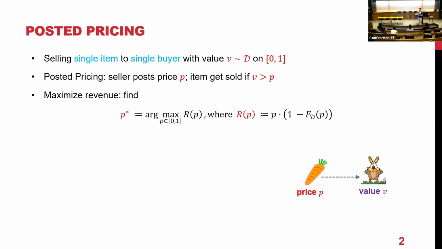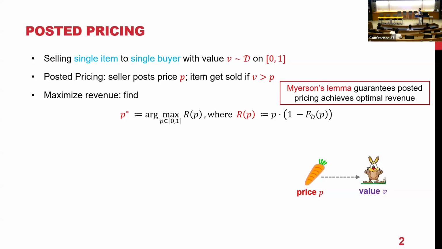The strategy for the seller is quite simple. She just wants to post a price P, and the item gets sold if the value V is greater than P. Otherwise, the item remains unsold. The goal of the seller is to maximize the revenue. So basically, she wants to find the price P star that maximizes the function R of P, where R of P is defined to be P times 1 minus F of P, where P is the price and the term 1 minus F of P simply refers to the probability that the item is sold.